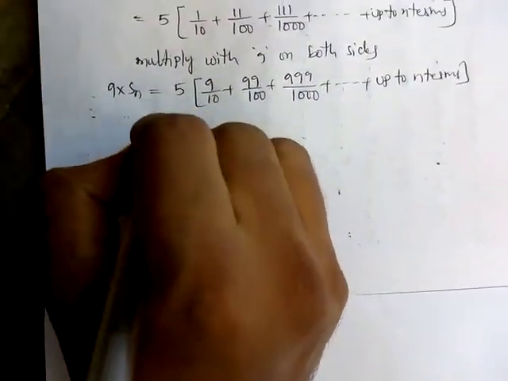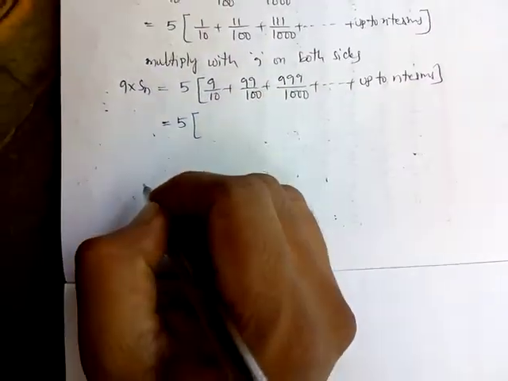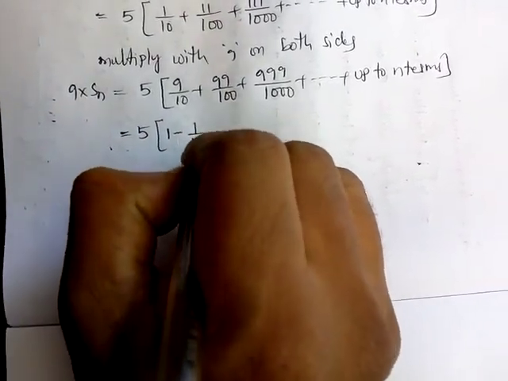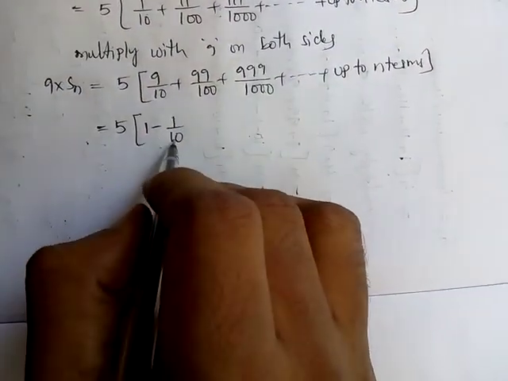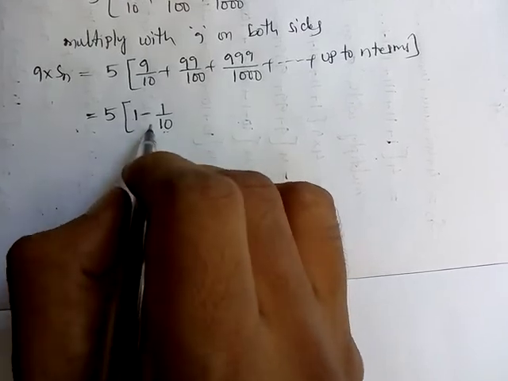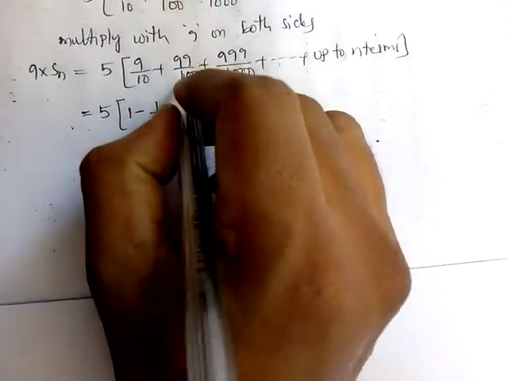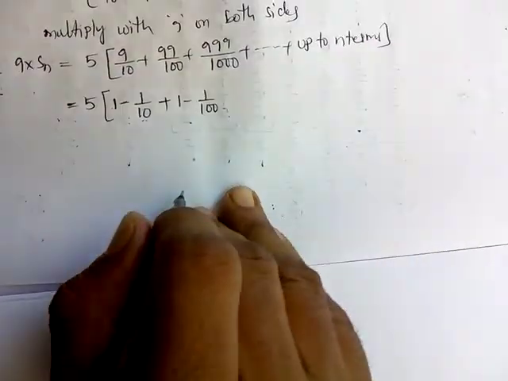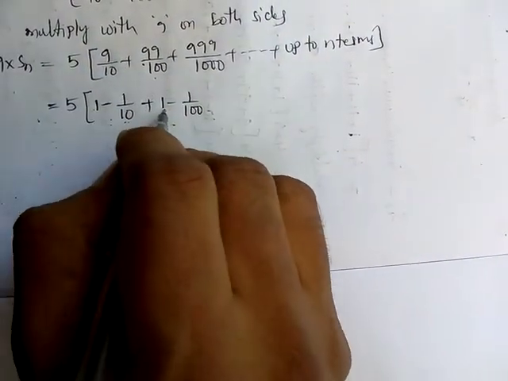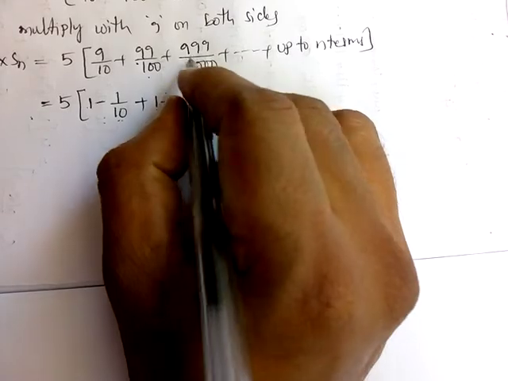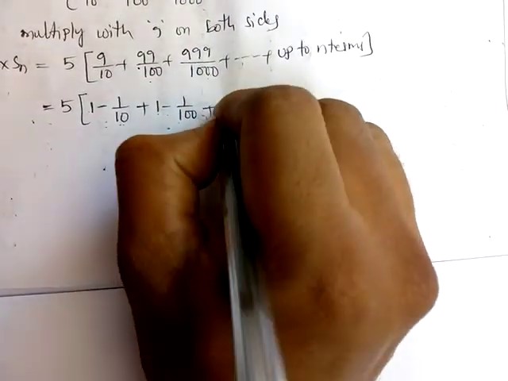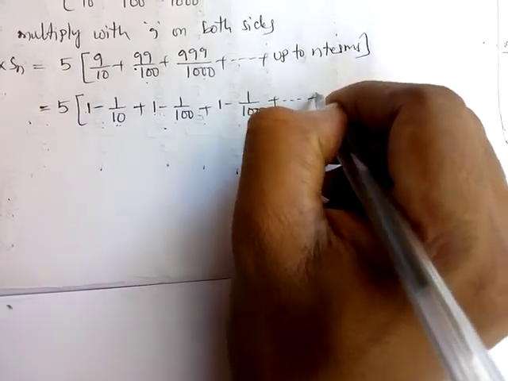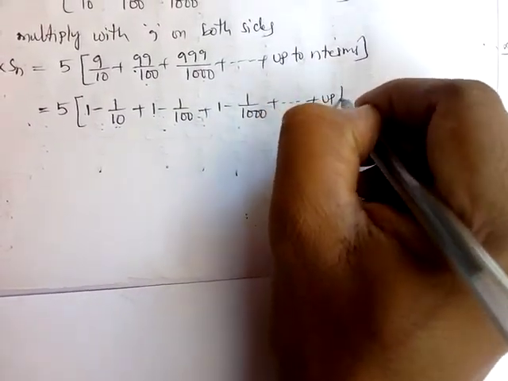So 5 into, how to write 9 by 10? 9 by 10 can be written as 1 minus 1 by 10. 1 minus 1 by 10, how much? If you take the LCM, 10 minus 1, 9 by 10. This one, how to write? 1 minus 1 by 100. 99 by 100 can be written as 1 minus 1 by 100. 999 by 1000, how to write? 1 minus 1 by 1000, plus up to n terms.